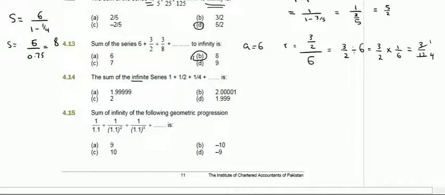4.14 again says sum to infinity. The first term, or A, is 1. Our R will be second term divided by first term, which will be half, and therefore our sum will be S equals A divided by 1 minus R, which is 1 over 1 minus half, which is half, and 1 divided by half is equivalent to 2. So 4.14 is C.